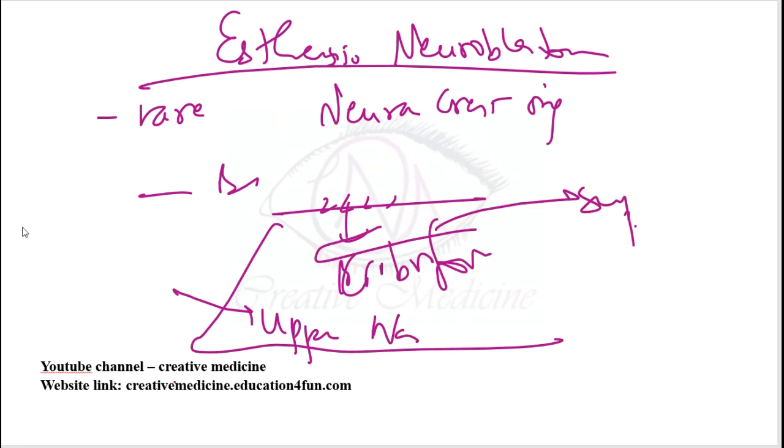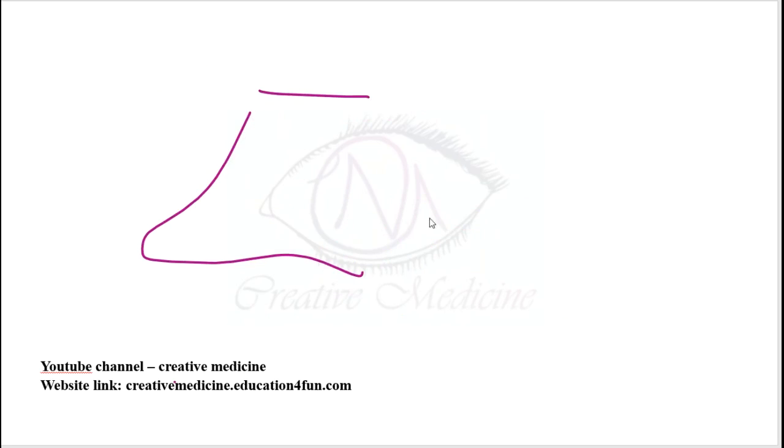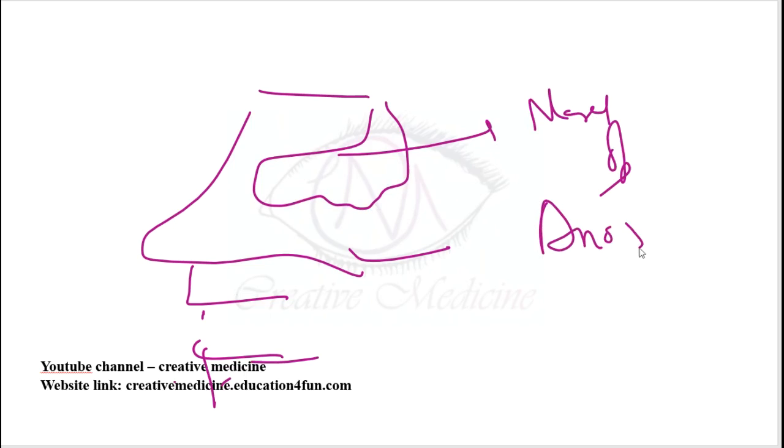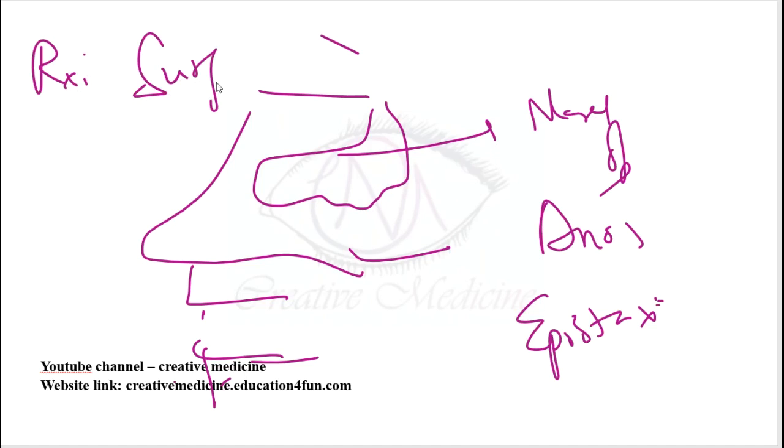Okay, so if you see the clinical features, in the nasal cavity you will see the presence of a polypoidal lesion, which will cause nasal obstruction, and it also causes anosmia and epistaxis in the patient. Now how are you going to treat it? Simple surgical excision should be done in the patient, followed by radiotherapy to the patient.